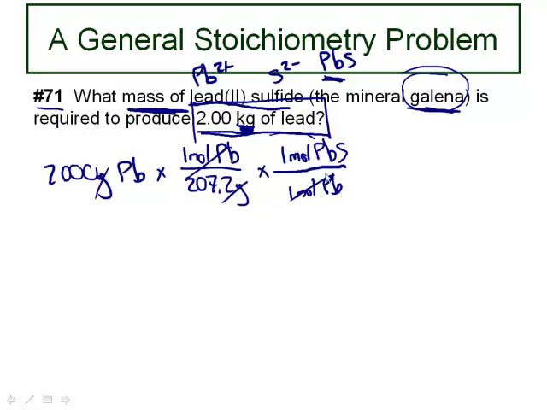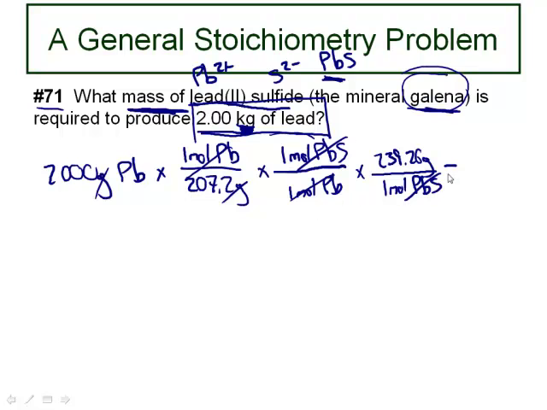The last step now is I can change moles of lead sulfide into grams of lead sulfide, and so here we go. The molar mass of lead sulfide, which I can get by adding the molar mass of lead to the molar mass of sulfur, is going to be 239.26 grams in every 1 mole of lead sulfide, PbS. There we go. That's going to cancel out.